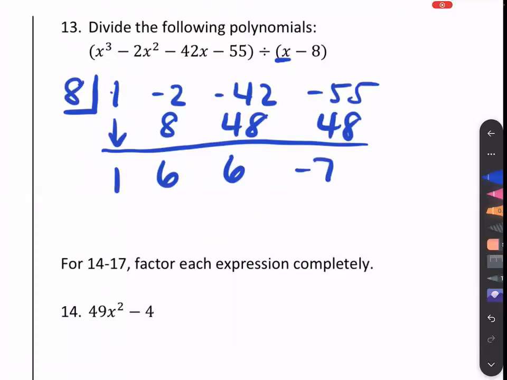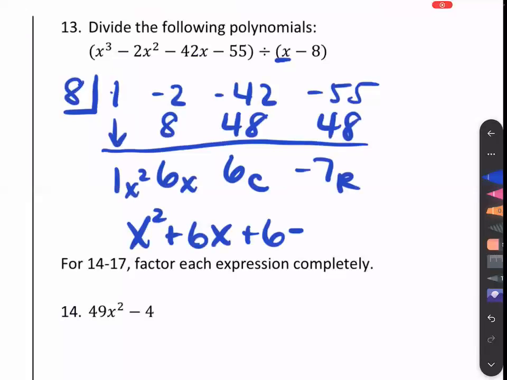I get negative 7. Again, start at the right: remainder, constant, x squared. Now when I rewrite it, x squared plus 6x plus 6, and then remember your remainder is always a fraction, and it's always dividing by what you divided by. So it's minus 7 over x minus 8 there. And again, you can do long division, but synthetic is a lot easier and faster.